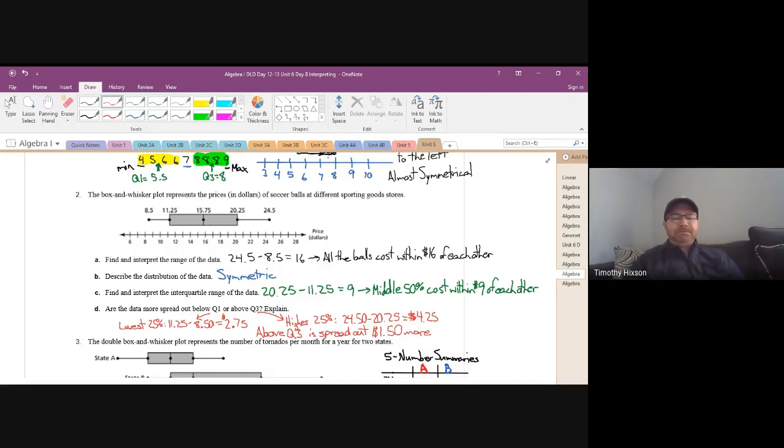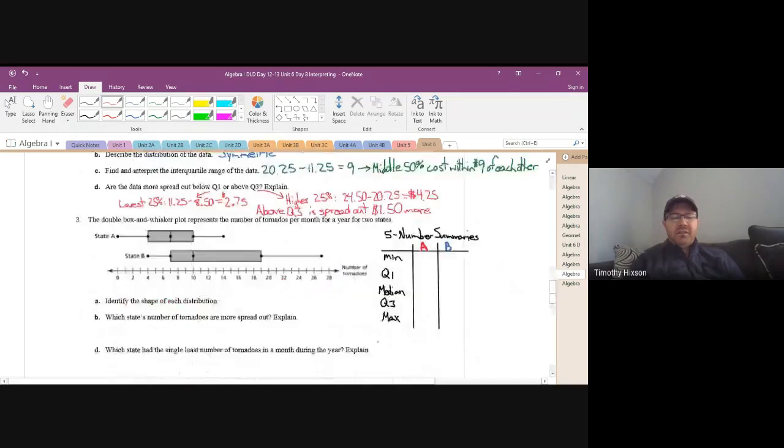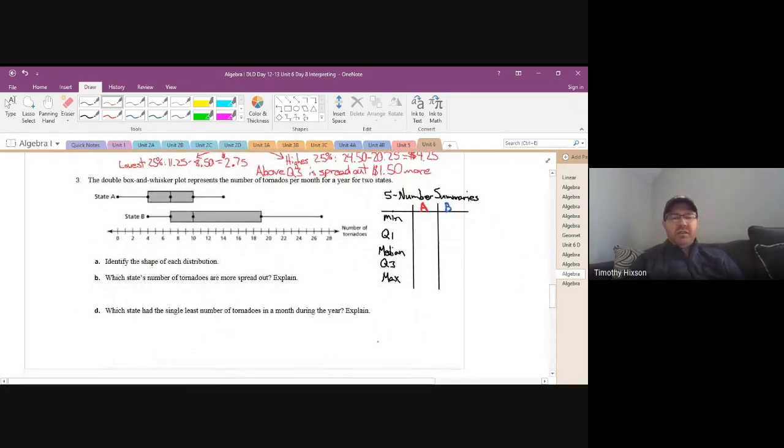Okay, so the last thing I want to look at is a comparison here. One of the things that box plots are really helpful for is to compare two different things in the same scenario. All right, so here we have a double box plot, and these are representing the number of tornadoes per month for a year for two different states. So state A and state B.